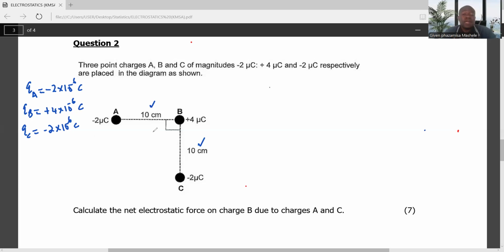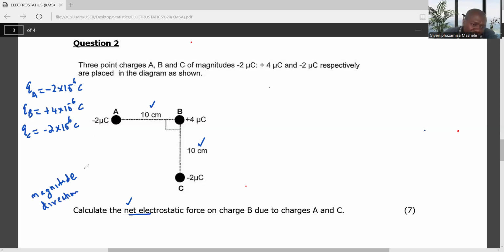The first question says calculate the net electrostatic force. You see, they did not say magnitude, they said the net. So it means we have to calculate the magnitude and the direction.